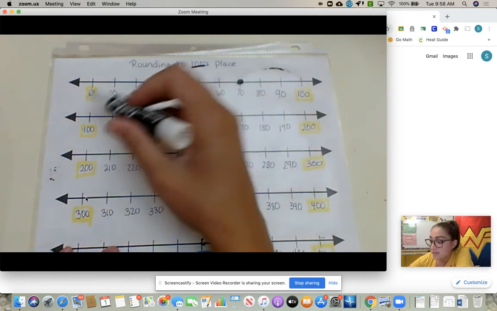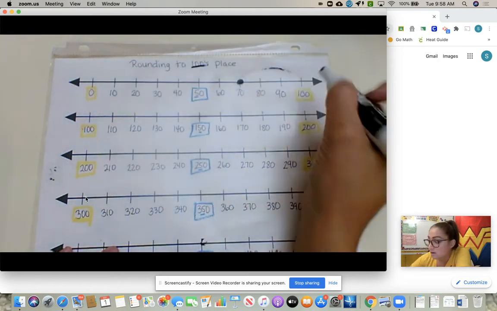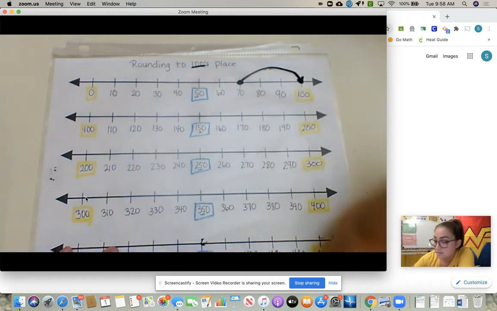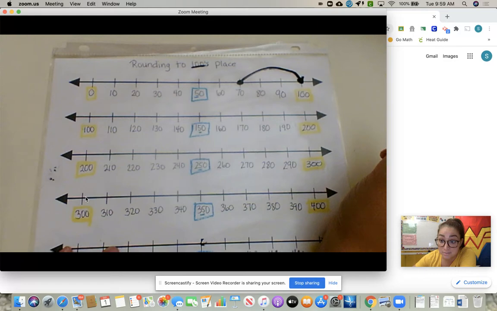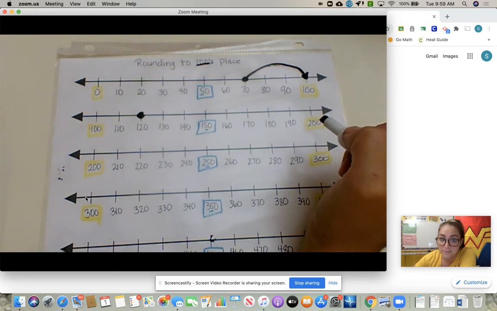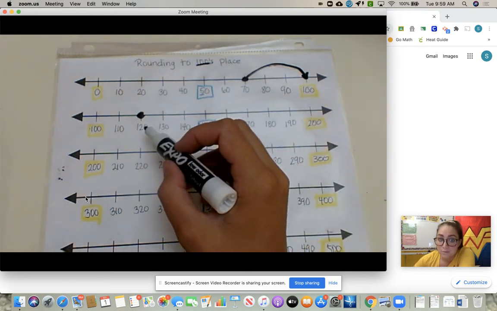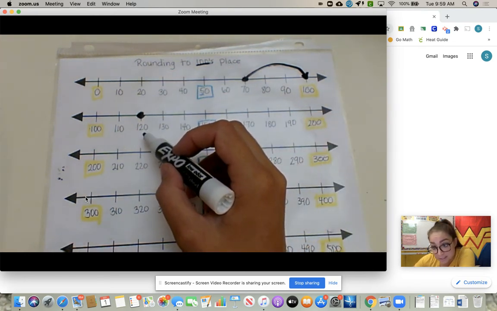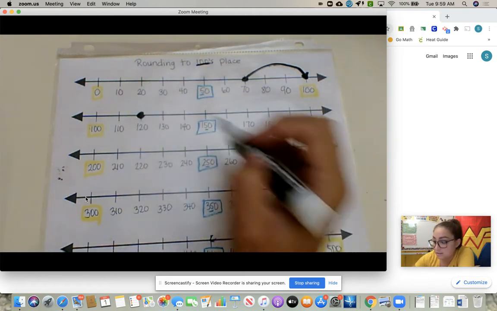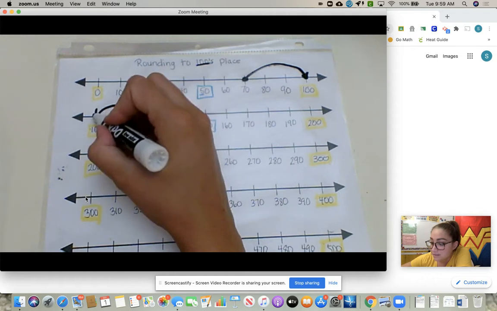So our 2 end numbers are either 0 or 100. It's going to round to 100. That's what the number is closest to. Well, let's go to 120. Plot 120. Well, what does 120 round to in the hundreds place? It's either going to be 100 or 200. What is it closer to? It's definitely closer to 100.